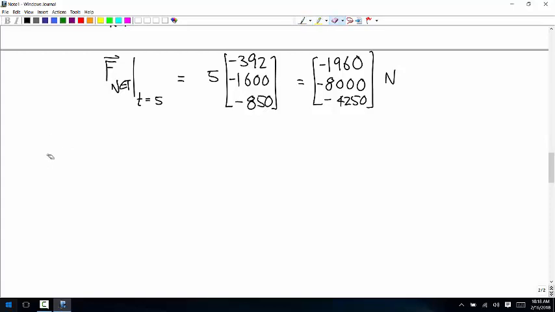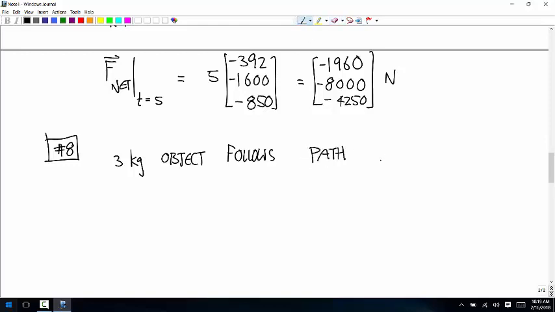So number 8. We have a 3 kilogram object that moves along the path, follows the path, position is the vector x, x squared. And I guess it needs to be clear about which way, what does this path look like? Parabola. Yeah, it's a parabola.